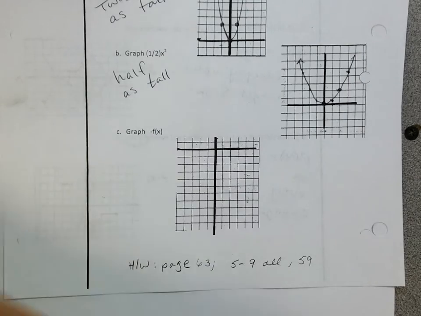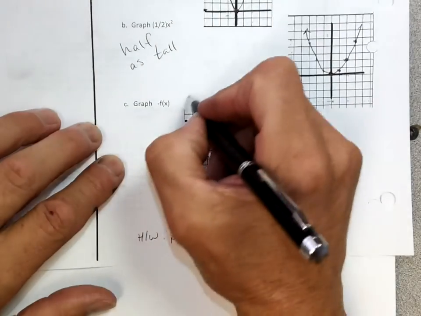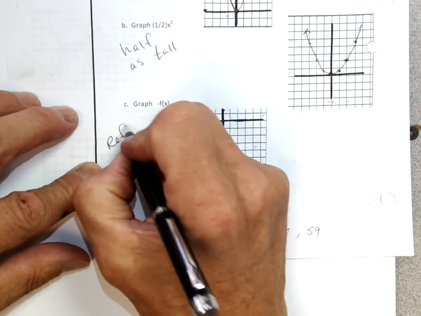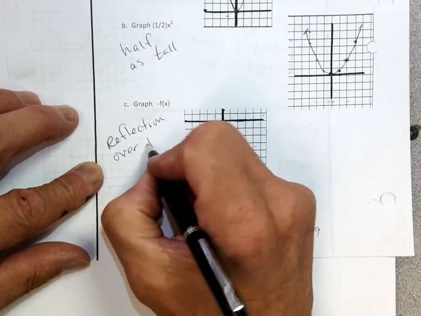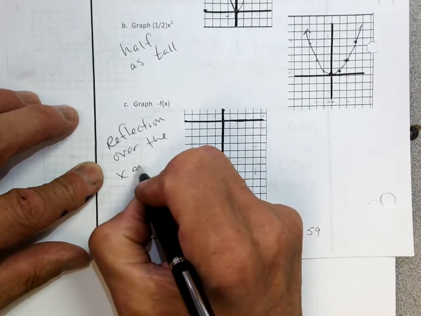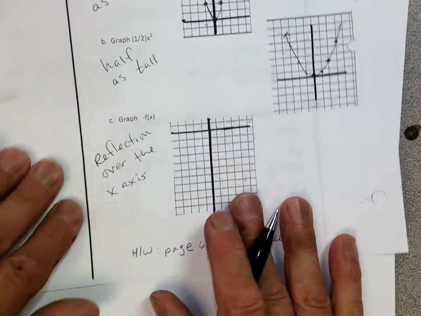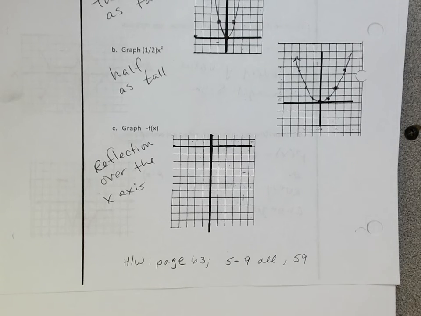Okay, f of negative x. So this one's going to be a reflection over the x-axis, okay? Go ahead and write that down. I'll show you why. Okay, it's a reflection over the x-axis.